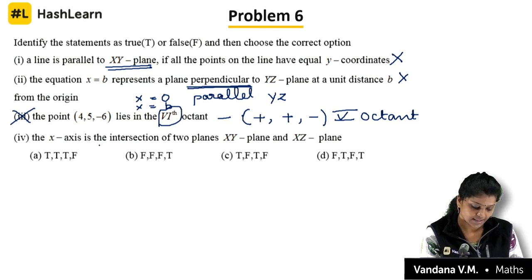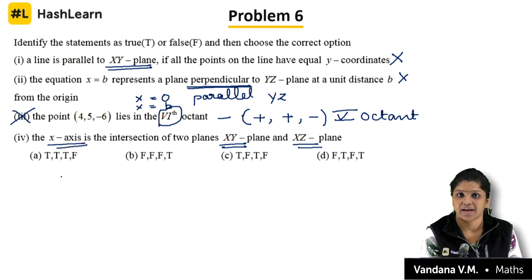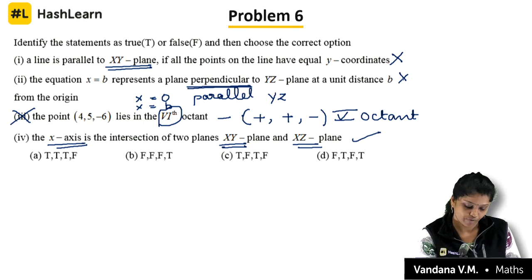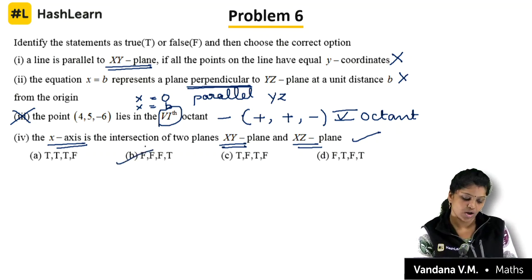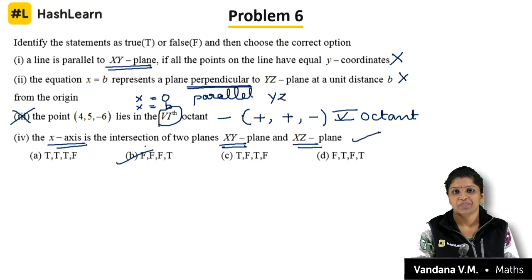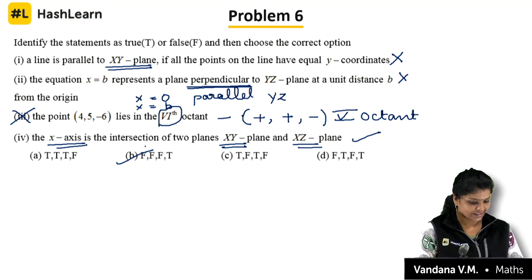The x-axis is the intersection of two planes, isn't it? So, what is the common point? The xy and xz plane intersection will obviously be the x-axis, the common line in these two. So this is true. So all are false, only the last one is true. So which option is correct? Option B. All are false, only the last one is true. Isn't it? Any doubts? No. Okay. Next.